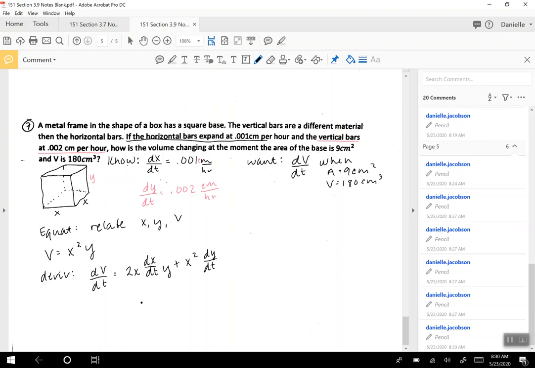So the derivative of y with respect to t. All right, now we need to go ahead and fill in what we have. So substitute in our given information. We don't know what dV/dt is. That's what we're trying to find.